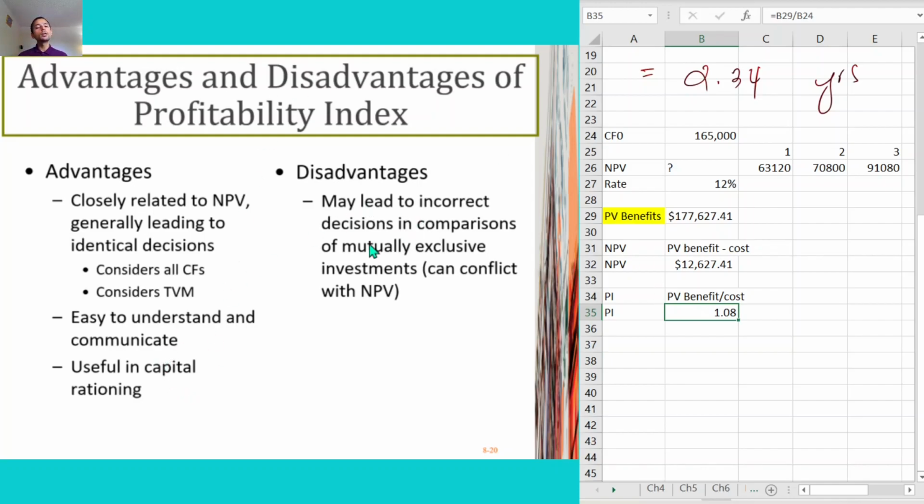Disadvantage: it may lead to incorrect decisions in comparison to mutually exclusive investments. It can conflict with NPV, not good, right? There can be conflict with NPV.